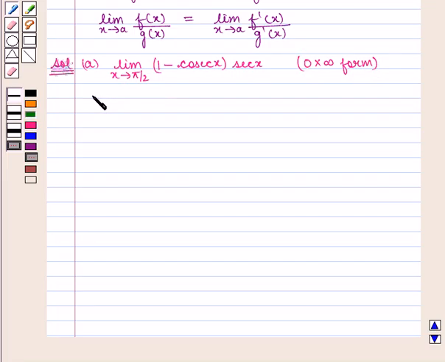And this can also be written as limit (1 minus cosec of x) upon cos of x as x tends to pi by 2. Now again, if we put the value of x as pi by 2, the expression becomes 1 minus cosec of pi by 2 upon cos of pi by 2. Since cosec of pi by 2 is 1, the numerator becomes 1 minus 1, that is 0. And in the denominator, we have cos of pi by 2, which is 0. So this is of 0 by 0 form.